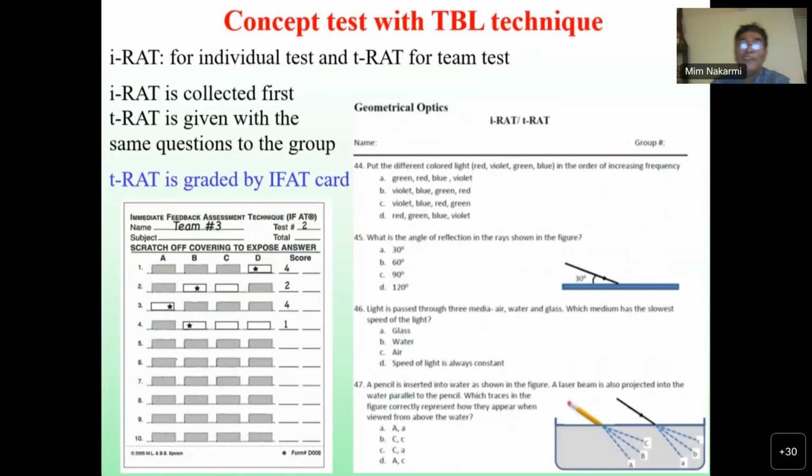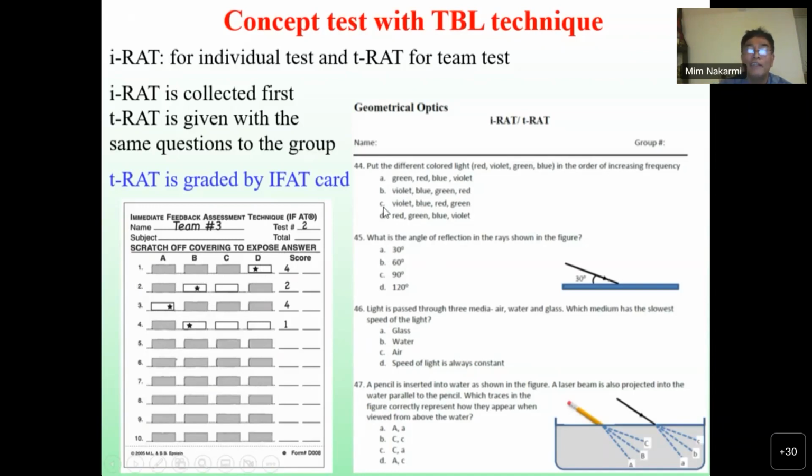And another technique I use is from TBL, team-based learning. Most of the time I use this for concept quizzes. These are actually multiple choice questions. So I have one question and there are 4 choices, right? And for those 4 choices, they give the answer using a scratch card. For each question, there is a correct answer, and the correct answer has a star underneath the scratch. So they have to scratch, like when we get a code from a gift card or something.